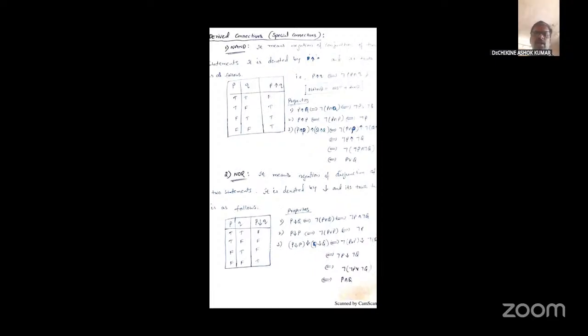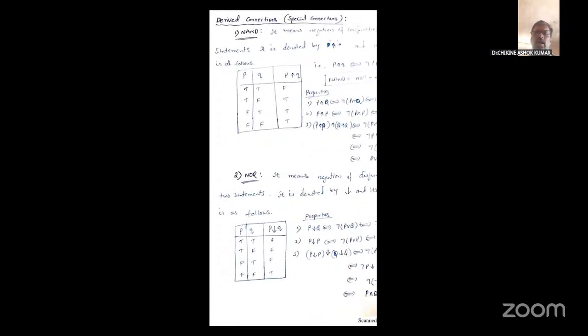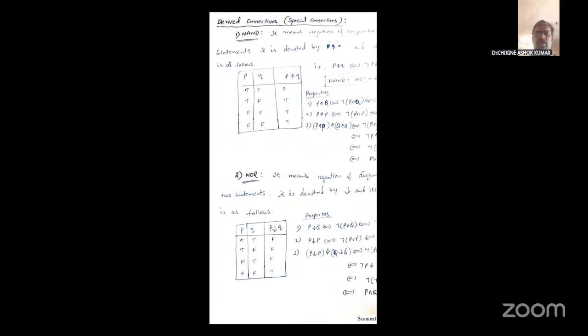Next, derived combinations. Let me check in our textbook. What about the next connectives? Just I will share your textbook. Before going to the textbook, just see NAND and NOR gates. These are the special connectives.